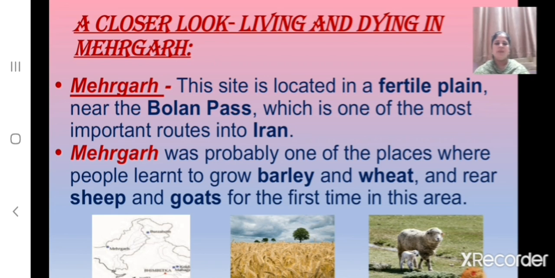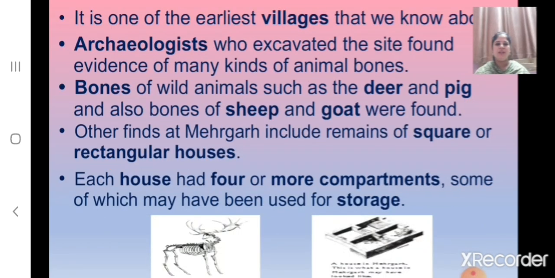Which crops did people learn to grow in Mehrgarh? They learned to grow crops like barley and wheat. And which animals did they rear for the first time? They reared animals such as sheep and goats for the first time in this area. And it is one of the earliest villages that we know about.